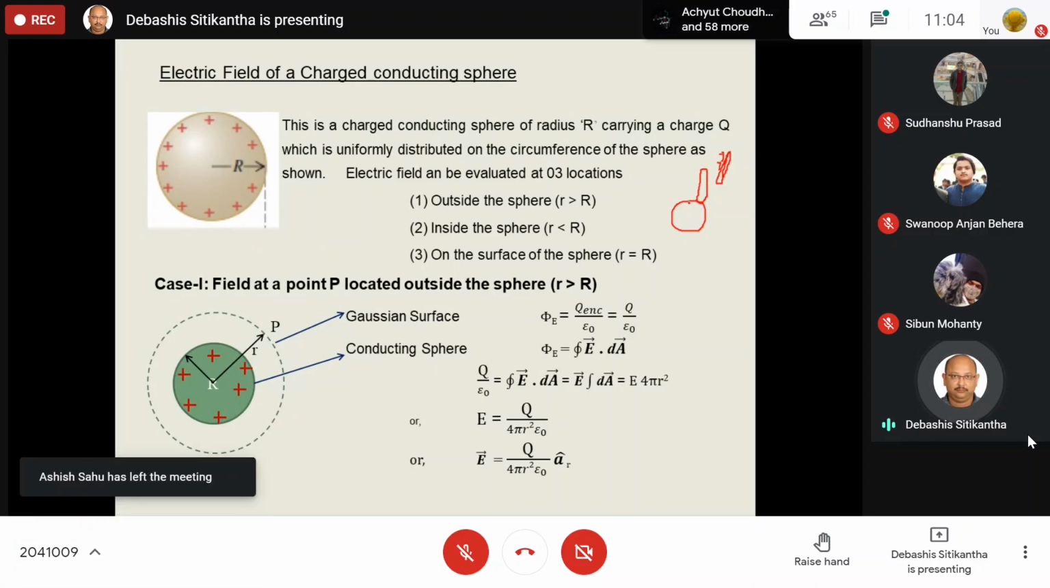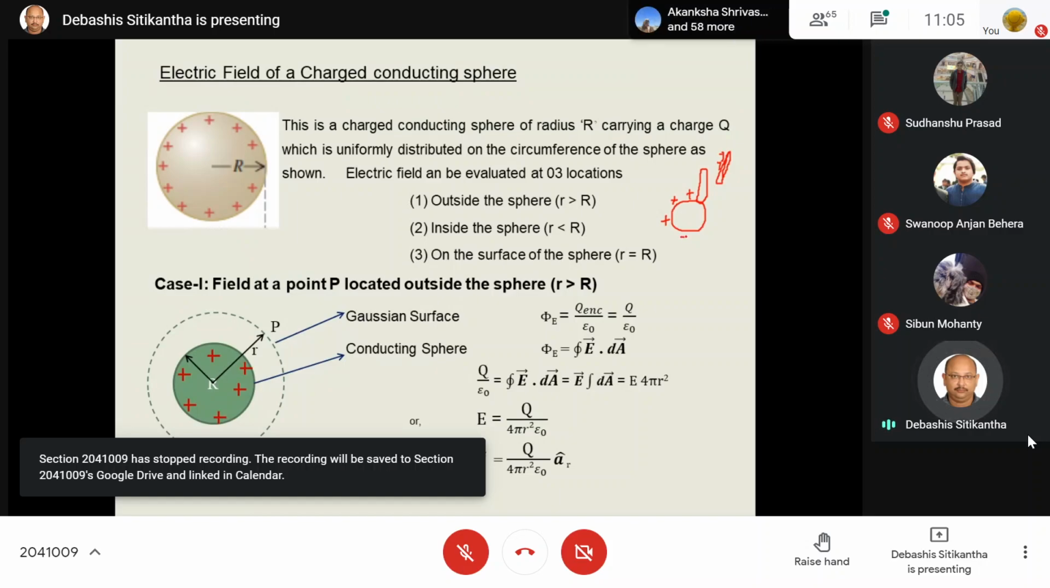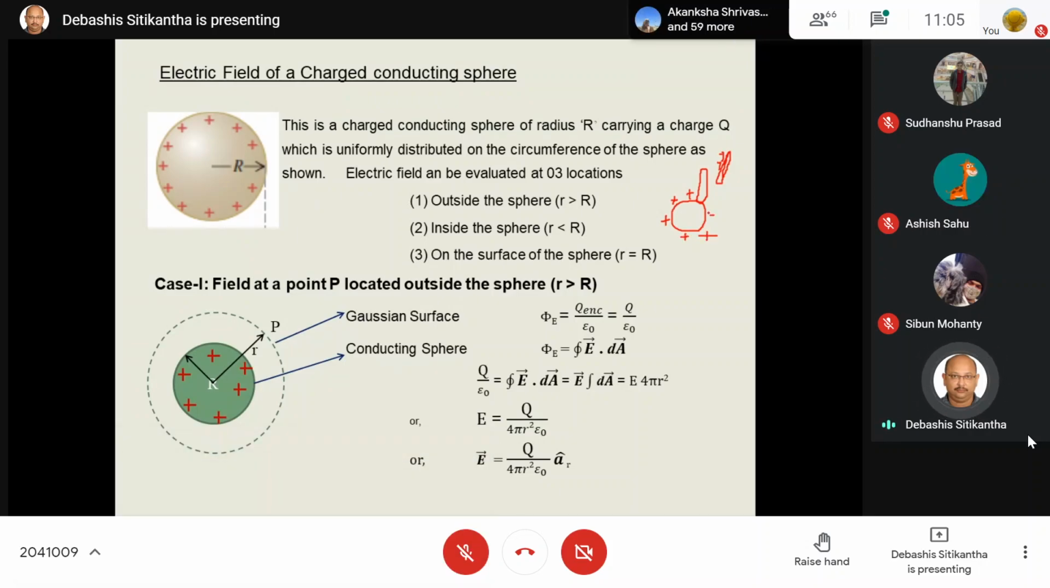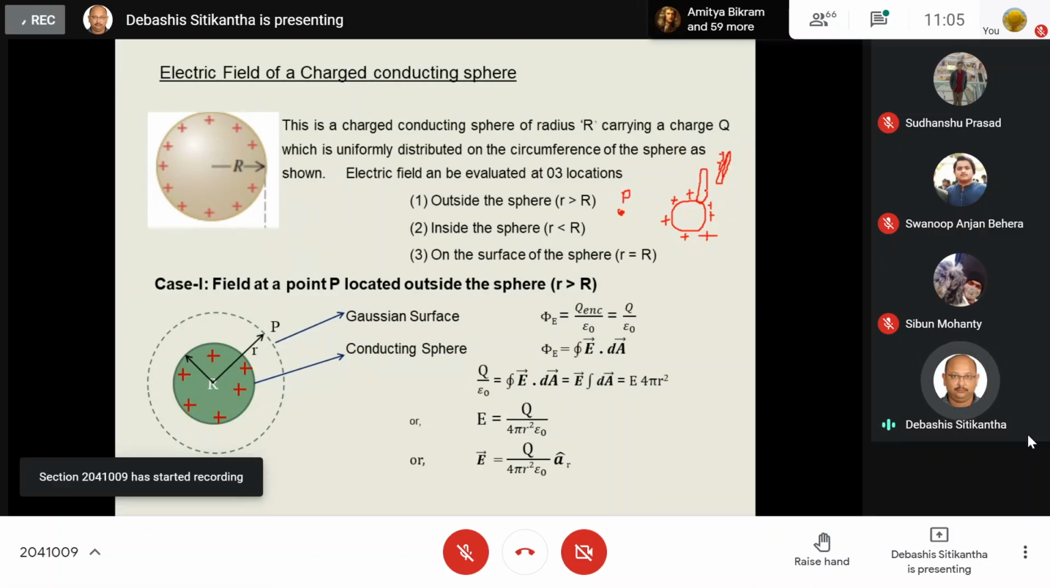Now this sphere is made out of a conducting material. What will happen is that this positive charge will now equally distribute itself along the circumference of the sphere. Now what we have to do is calculate what is the electric field at any point P over here because of this conducting sphere.